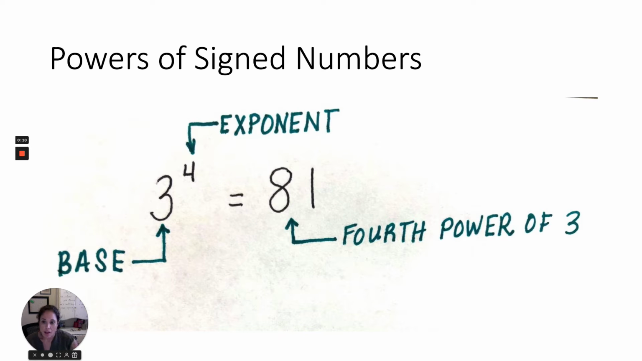So we have worked with exponents, and this is just a reminder of some terminology and working with powers of numbers. The number written here is called the base. And when you see a number written above in a small superscript, this is called the exponent. So we would say 3 to the 4th power equals 81. So 81 can also be said to be the 4th power of 3.